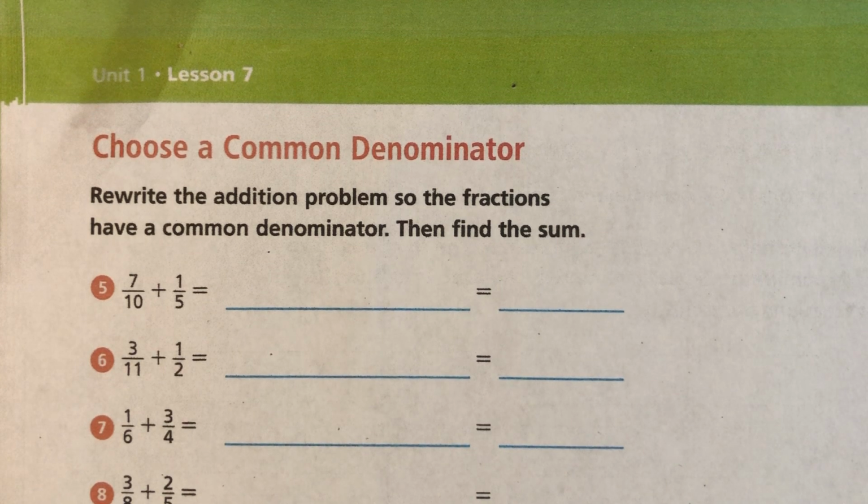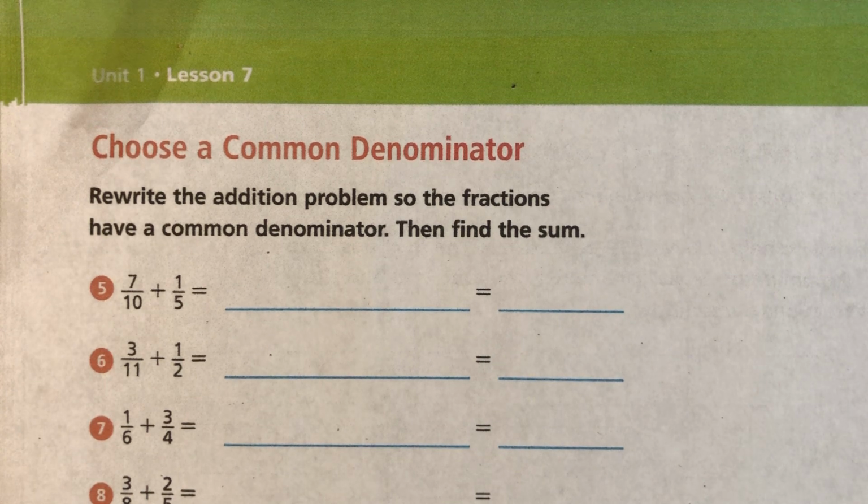Okay, so we had practiced choosing a common denominator in class to add fractions. So basically we use the same strategy we do when we compare fractions. It says rewrite the addition problem so the fractions have a common denominator, then find the sum. The sum is just the result of an addition problem.